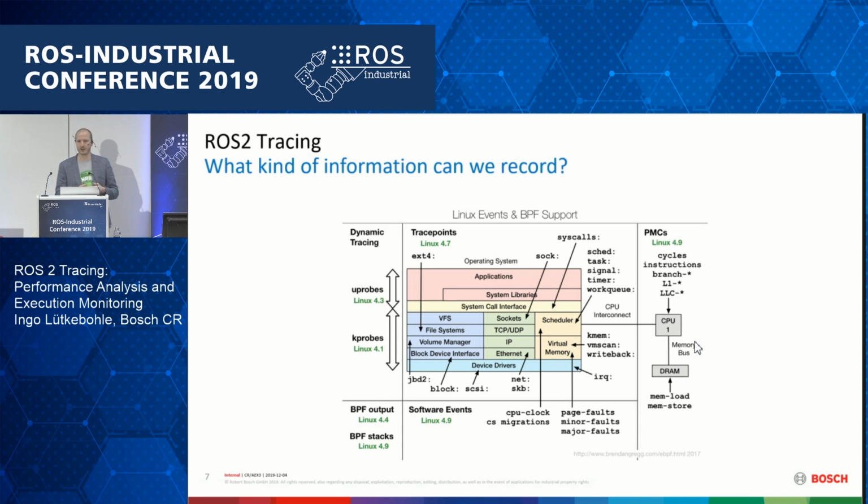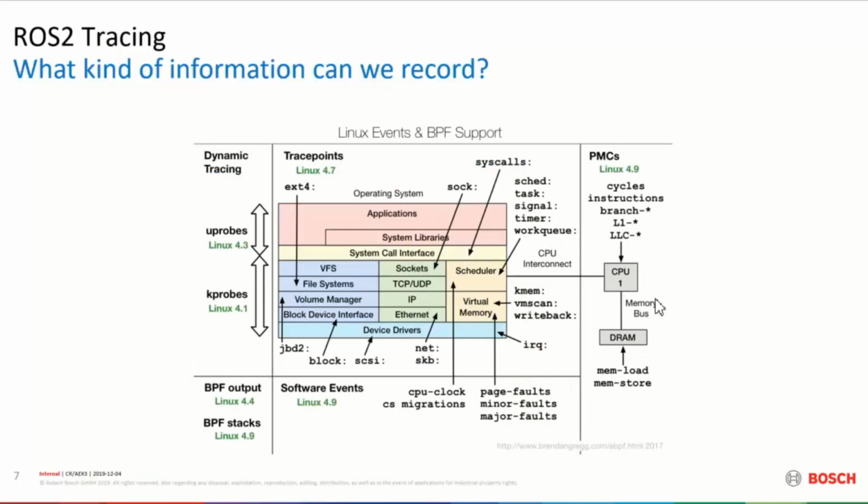Just to give you an idea of what kind of information we can record, this is a picture by Brendan Gregg. If you've ever looked at tracing, you will know his name. He's at Netflix, he's a system architect there. He's worked a lot on tracing, he popularized it a lot. He made this image here, and that's basically the kind of tracing information you have in a Linux kernel.